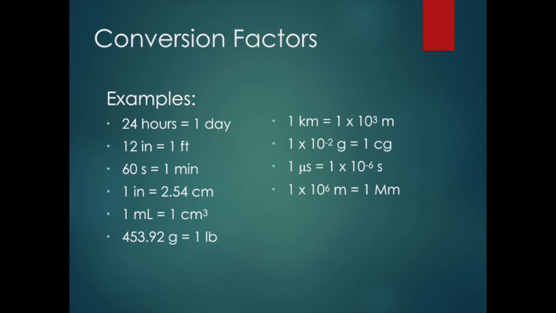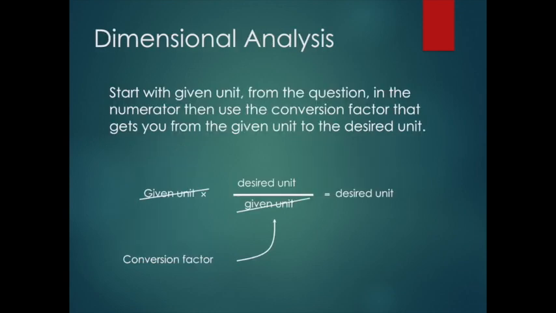And then our prefixes can be used as conversion factors as well. Over here on the right, we have 1 kilometer is equal to 1 times 10 to the third meters, or 1 centigram is equal to 1 times 10 to the negative 2 grams. 1 microsecond is equal to 1 times 10 to the negative 6 seconds. So our prefixes are used as conversion factors, okay? So here's what we're going to do. They're going to give us a number in a unit, and then they're going to say change it to this desired unit. Okay, so this is what our setup looks like.